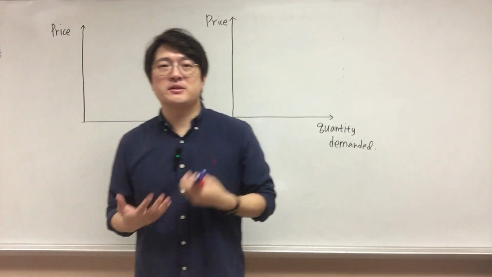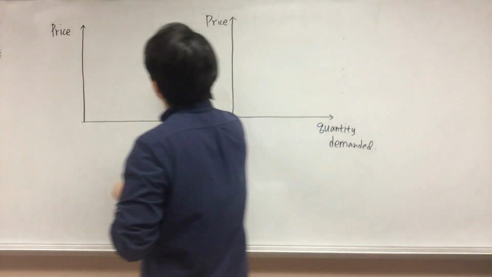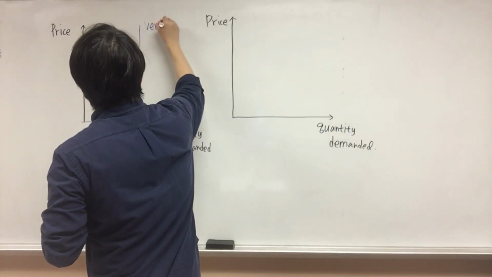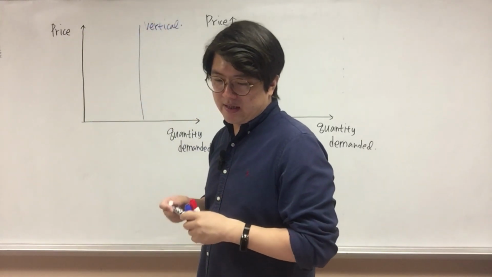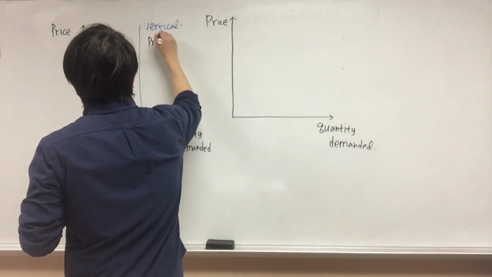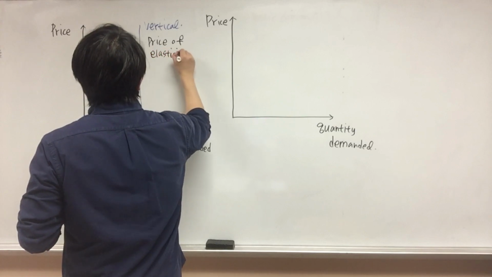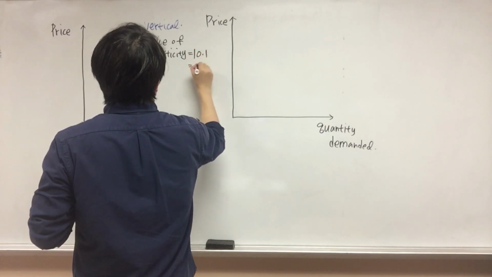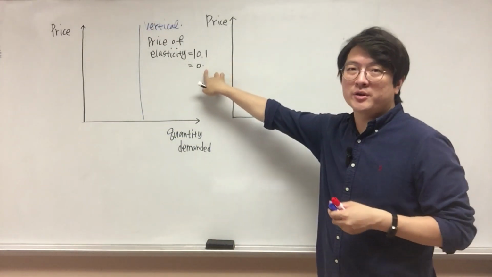Okay, so what happens to the graph if the elasticity is 0? The demand curve is going to be vertical, right? Just like this. Vertical line. Okay, so in this case, price elasticity of demand is 0, right? We can take the absolute value, and anyway it's 0, right?